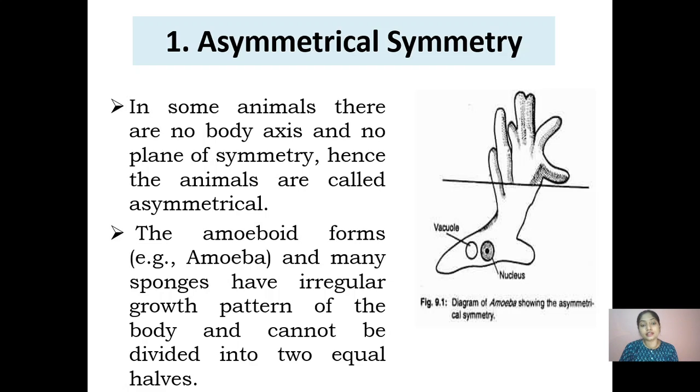The other example includes sponges. Because of their irregular growth pattern, even in sponges the symmetry can't be obtained. Therefore, they are considered as asymmetrical in nature.